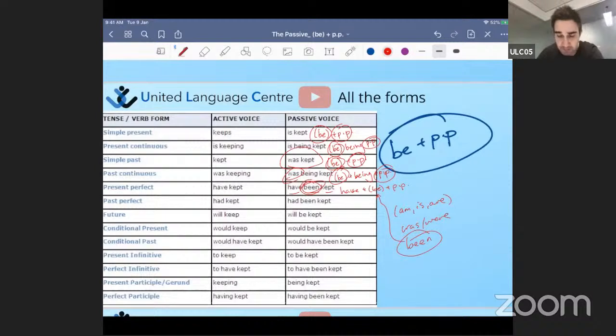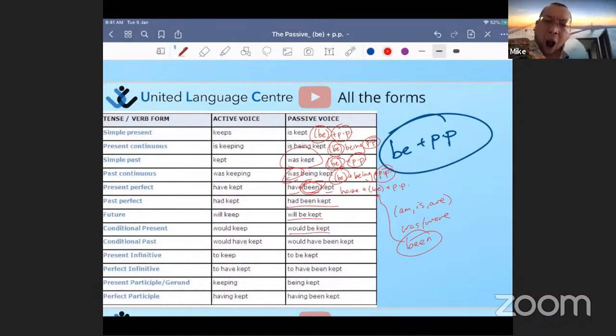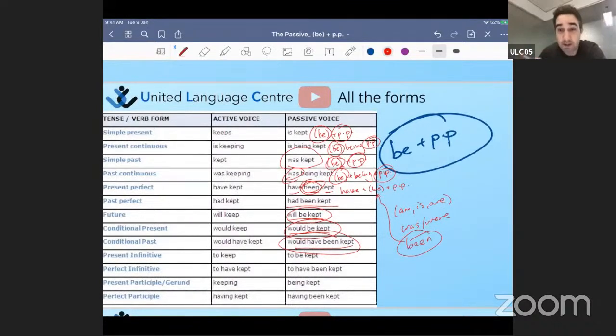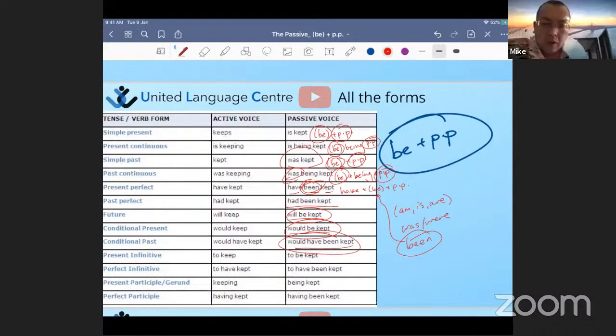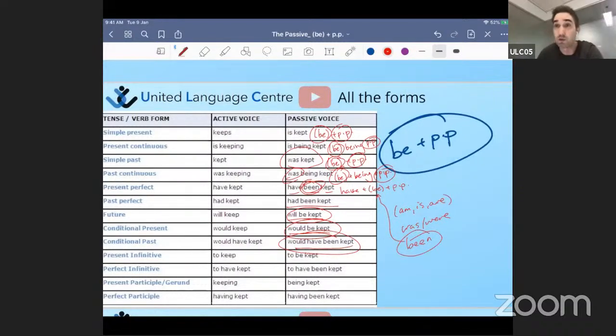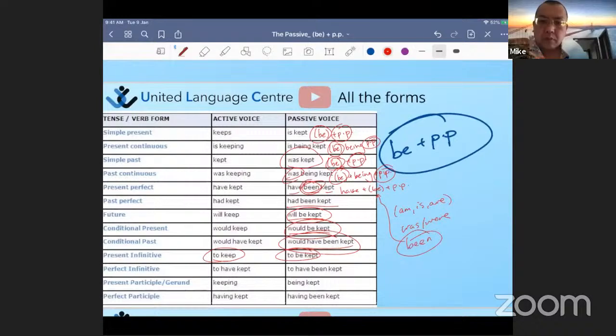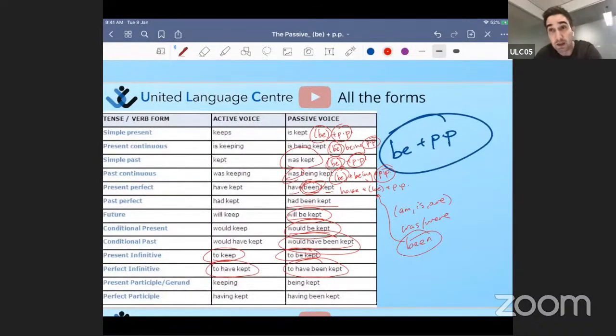Okay, had been kept, will be kept, would be kept, would have been kept. So this is conditional present. This is future. So almost every tense that we have in English, we can use in the passive. So present infinitive, to keep, to be kept. To have kept, to have been kept. Okay, keeping, being kept.